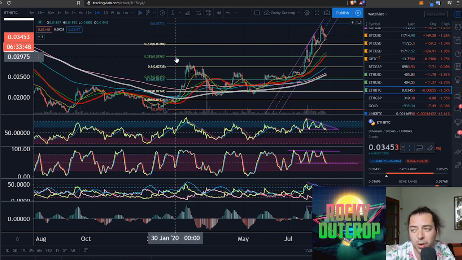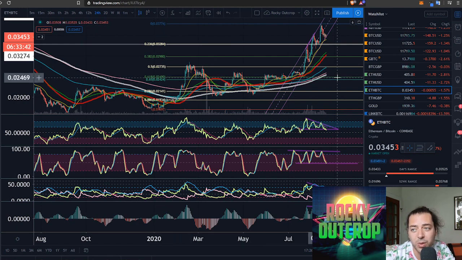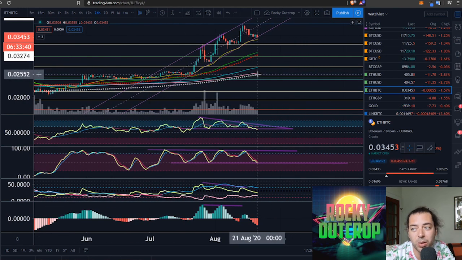If we needed to push beyond that, then the two targets have got to be 0.02735 and 0.025, where that golden pocket retrace zone is, coming in around about the 233 exponential moving average and the 200 simple moving average in around those zones over there.